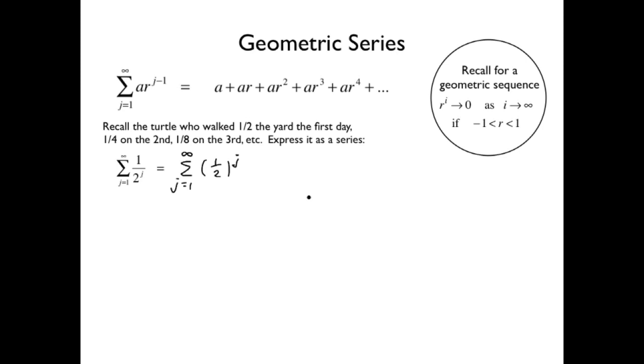Is it in the form that we have there? Not quite, right? It's close, but we're starting at the right index, we're starting at 1, but we need something times something to the j minus 1. So we need to change it up here. We need to change 1/2 to the j into what times what to the j minus 1.